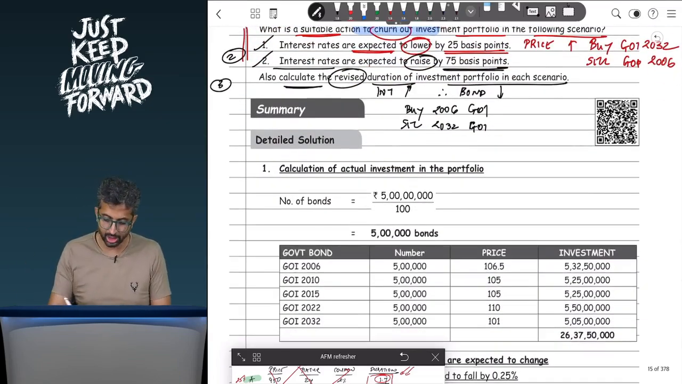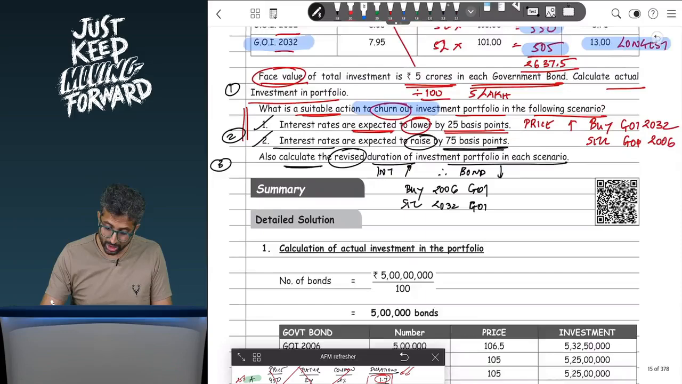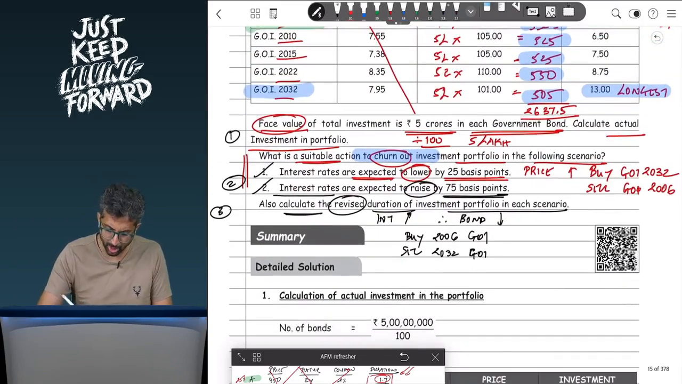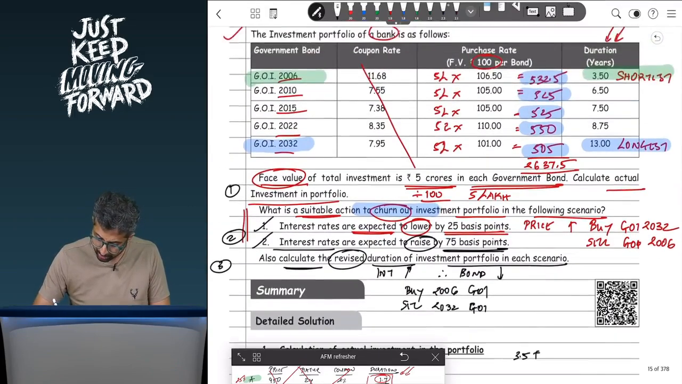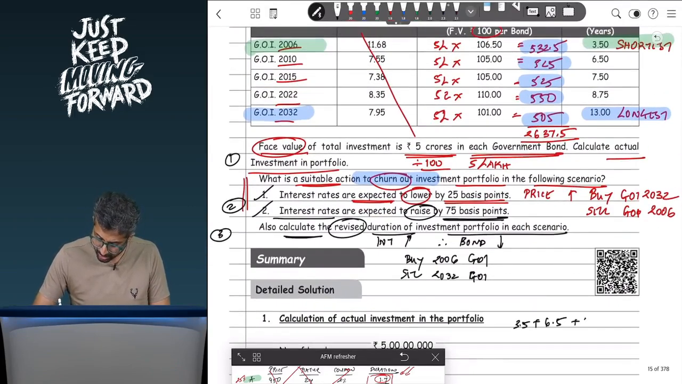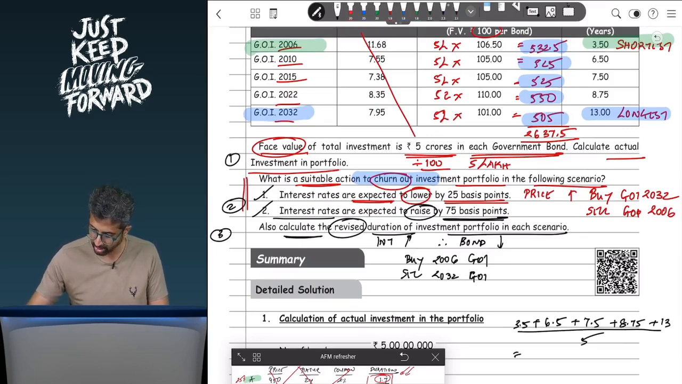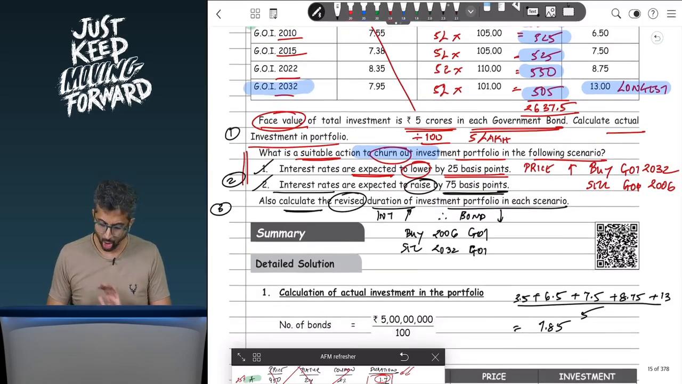So over here, what is your original duration? We will say that original duration is approximately 20% invested in each of them. So this is 3.5 plus 6.5 plus 7.5 plus 8.75 plus 13 divided by 5. So if I do this, this is what? I think 10, 17.5, 8.75 and 13 divided by 5, approximately 7.85. This is the average duration of the entire portfolio.